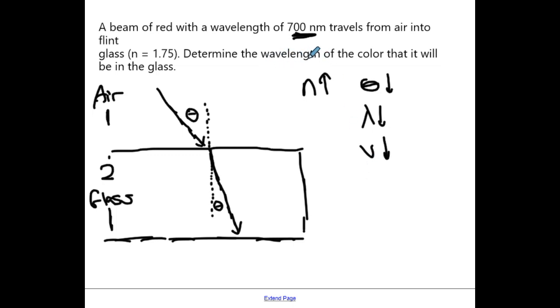So it's going to actually ask me what's the new wavelength of the color in the glass, which is kind of cool because while it's in the glass, this color is actually going to change. The wavelength is actually going to change in terms of how that looks. Anyways, let's try our example here. I just need to extend the page.